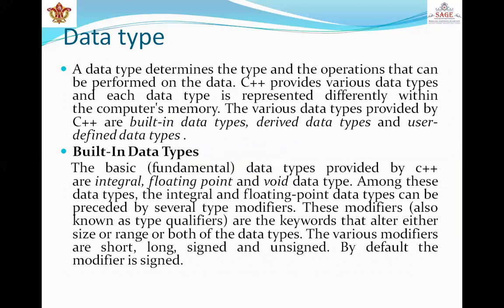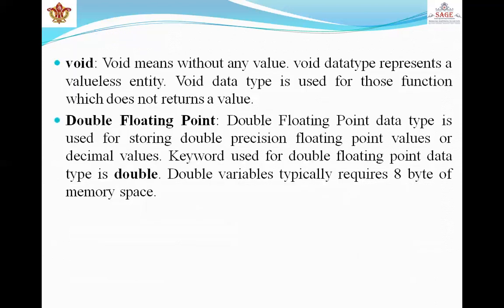Built-in data types: the basic data types provided by C++ are integral, floating point, and void data types. Among these, integral and floating point data types can be preceded by several type modifiers. These modifiers are keywords that alter either size or range or both of the data type. The various modifiers are short, long, signed, and unsigned. By default, the modifier is signed.